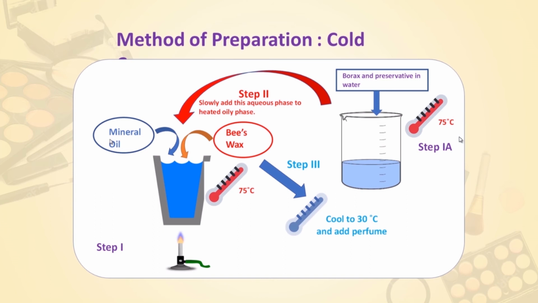Now, slowly add this aqueous phase to the oil phase, that is the beeswax heated oil phase. Then by continuous stirring, cool it to 30° centigrade, and then finally you can add perfume to it. So, this is the method of preparation of cold cream which is generally adopted.